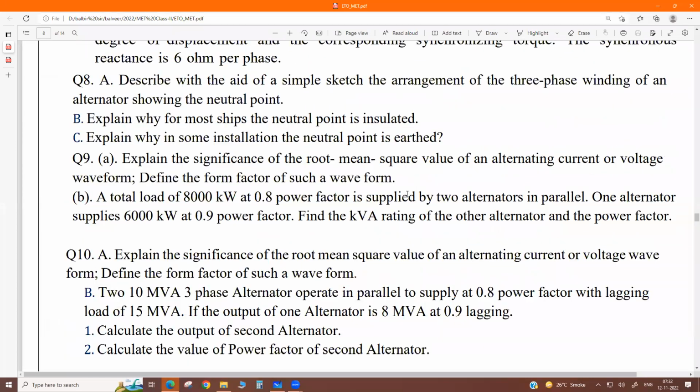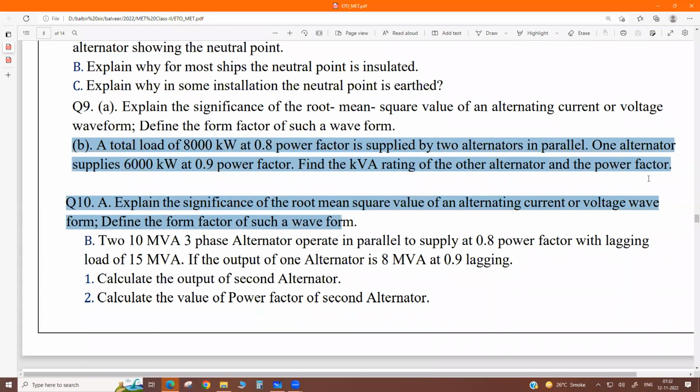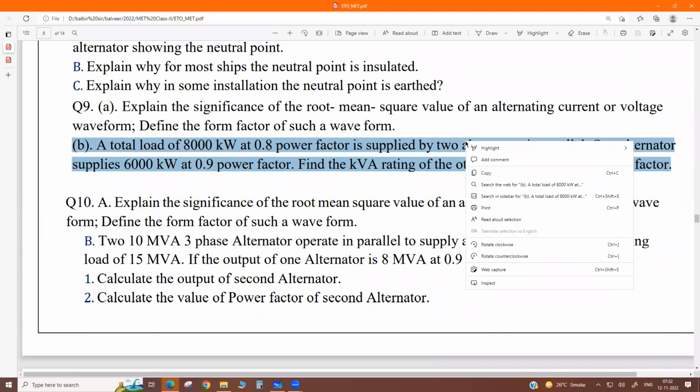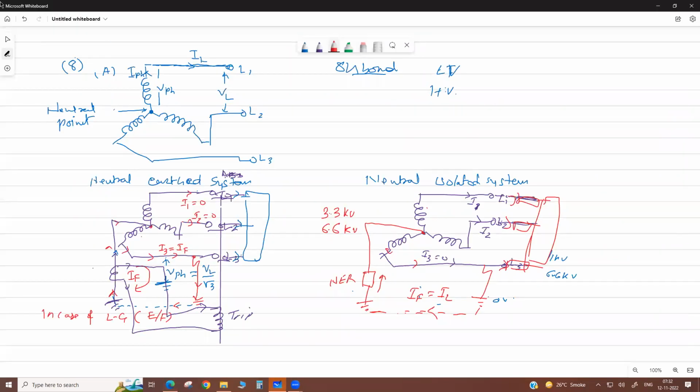Ninth, what is the significance of root mean square value? Already we discussed in first chapter the form factor, peak factor, and numericals also. Now there is this ninth B second question. It is asked a lot of times in ETO exams.